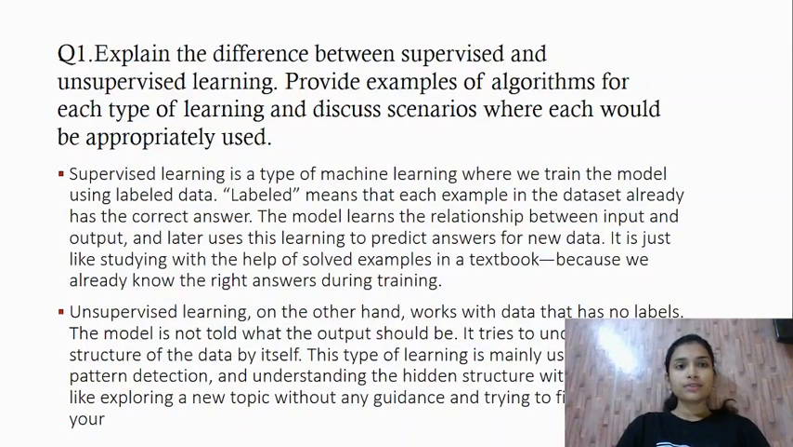Now, first is explain the difference between supervised and unsupervised learning. Provide examples of algorithms for each type of learning and discuss scenarios where each would be appropriately used. First is supervised learning. Supervised learning is a type of machine learning where we train the model using labeled data. Labeled means each example in the dataset already has the correct answer.